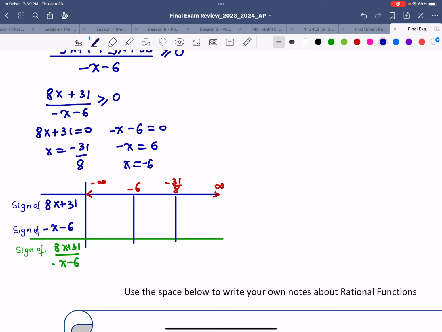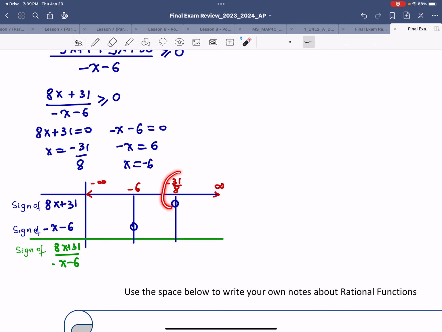And the way that we want to do this quickly is by dropping a perpendicular here, because this is where the zeros of the parts of the numerator and denominator are. And we know that 8x plus 31 will be 0 at this point, so we're going to place the 0 right here. And negative x minus 6 will be 0 right here.